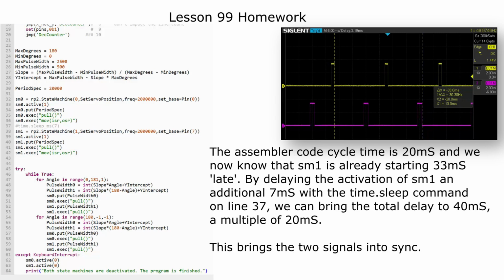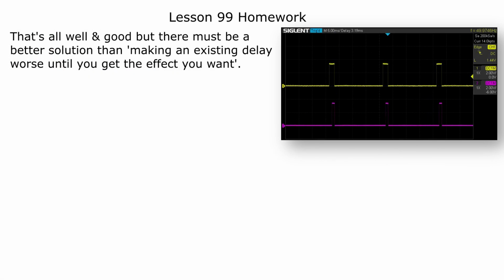The assembler code cycle time is 20 milliseconds, and we now know that SM1 is already starting 33 milliseconds late. By delaying the activation of SM1 an additional 7 milliseconds with the time.sleep command on line 37, we can bring the total delay to 40 milliseconds, which is a multiple of 20 milliseconds, and this brings the two signals into sync. That's all well and good, but there must be a better solution than making an existing delay worse until you get the effect you want.